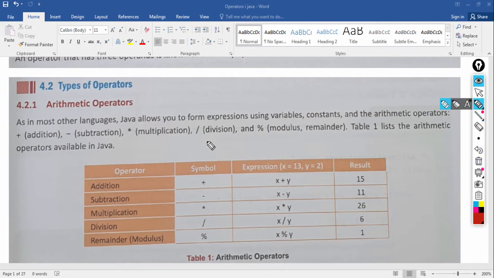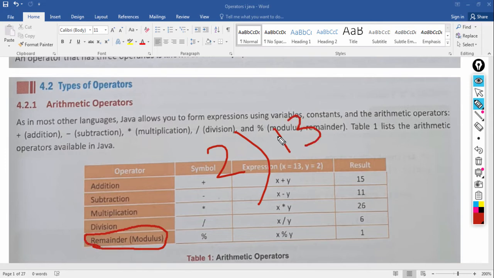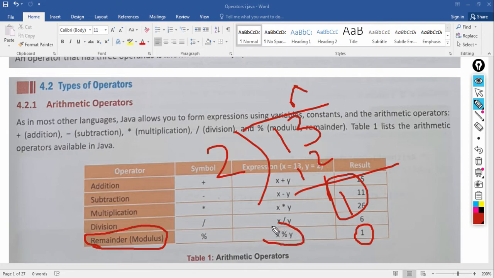So 13 modulus 2 means what? Modulus will give you the remainder. So 13 divided by 2 gives 2 6 12, and the remainder is 1. That is why the result of the expression x modulus y will be 1.